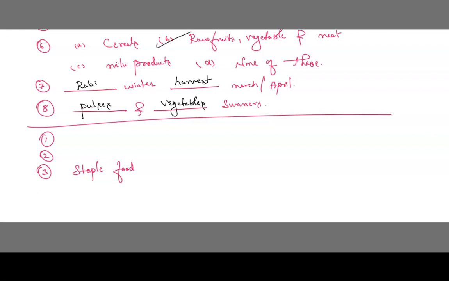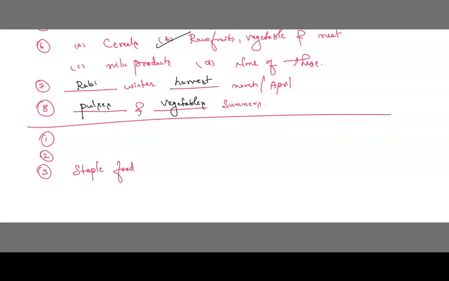We are eating so much food, right? We use different types of food. In that, which is the main part of the diet? What we are consuming, the main part, we call it staple food. Example: rice, wheat. So all this is called staple food. Whatever food we are eating, the main part of our diet is called staple food.